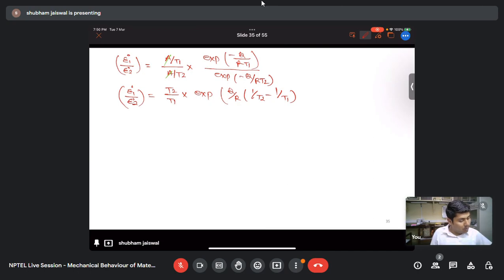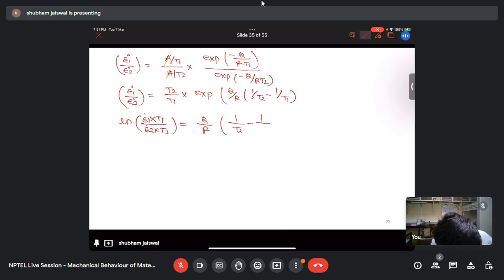So we need to find out the value of Q. So I will take a log on both sides. So what we'll get: ln of epsilon dot 1 into T1 divided by epsilon dot 2 into T2 equal to Q by R into 1 upon T2 minus 1 upon T1.